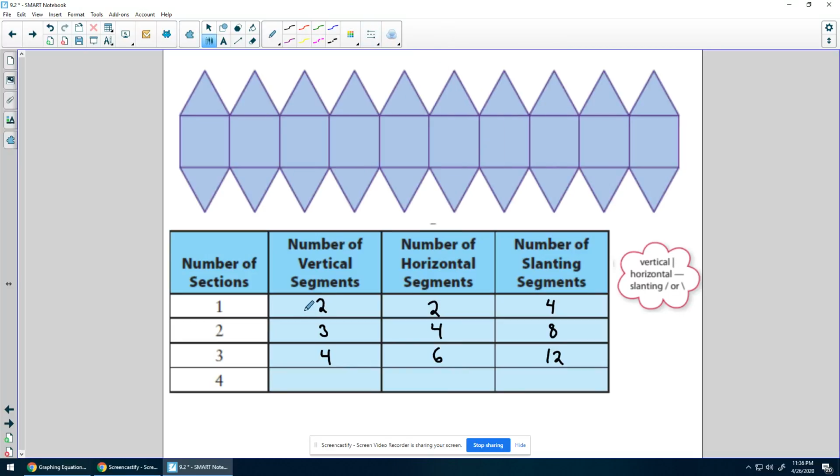Okay, so here for vertical, we are going up by 1 every time. So this would now be 5. Horizontal, we are going up by 2. So that's going to give us 8. Slanted segments, we're going up by 4s. That's going to give us 16. All right, moving on.